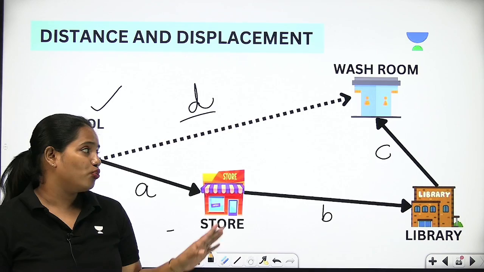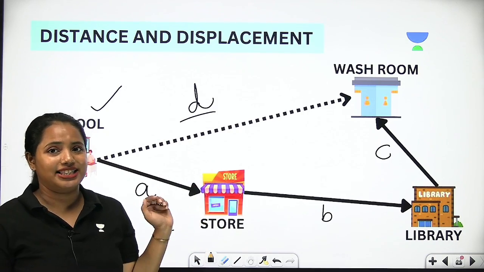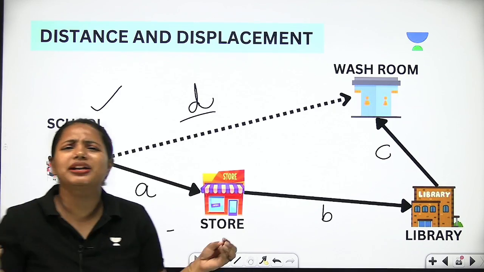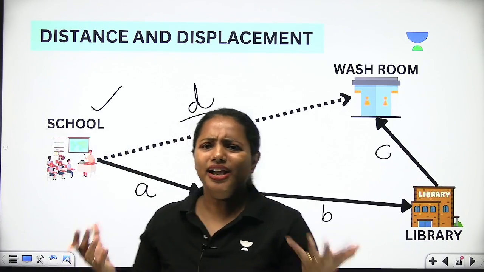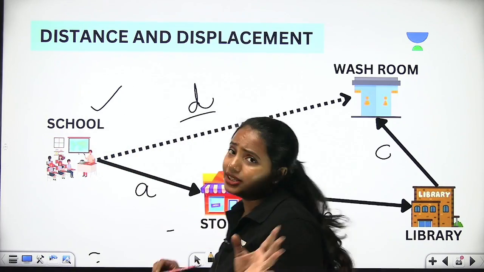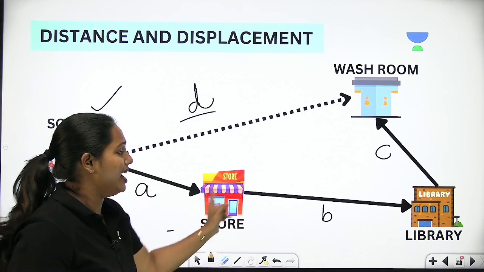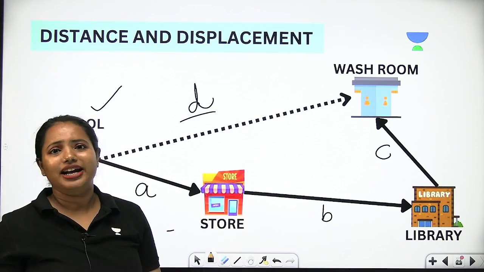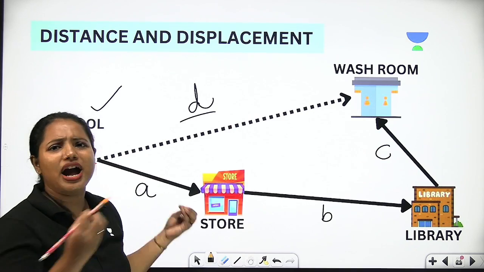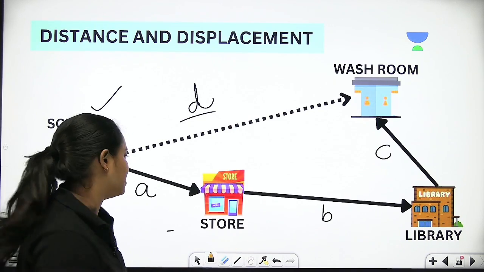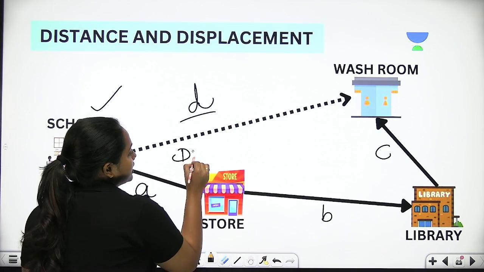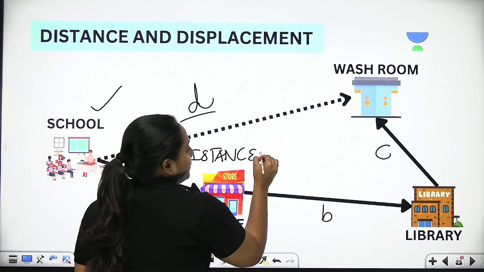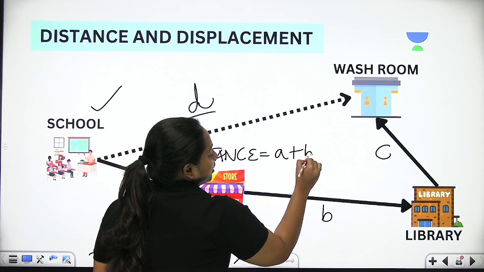Got it? So what I'm going to do, I'm going to differentiate them. The first one is distance. So what is distance? It's nothing but the path length. What is the path length here? Path length is represented by A plus B plus C, because you need to reach a washroom somehow, right? But you are taking different paths for it. So we are going to add all the lengths together to get the distance. So I'm going to write distance is equal to A plus B plus C.